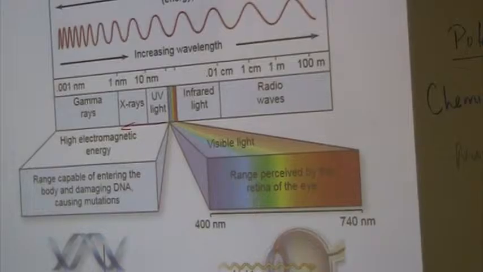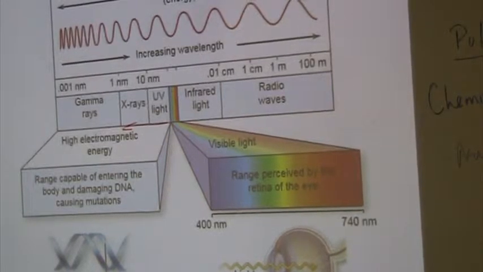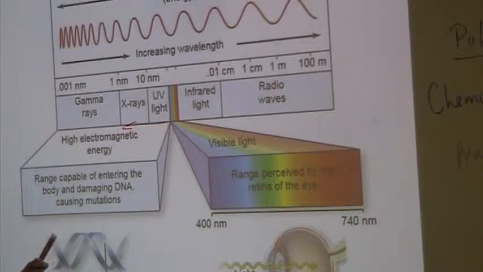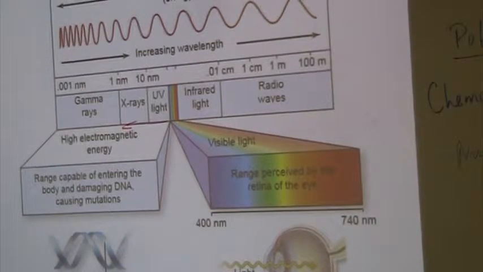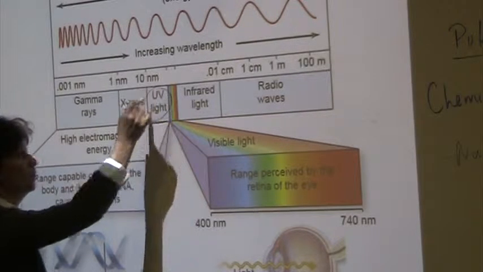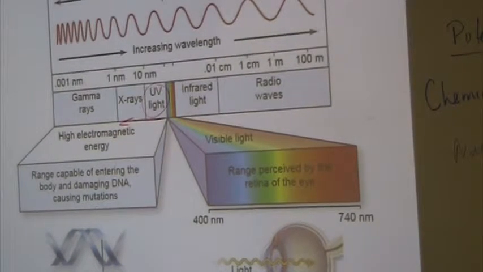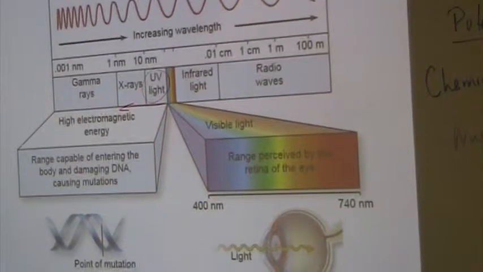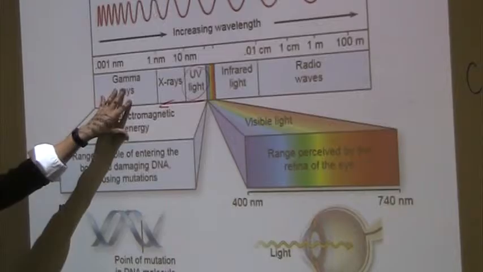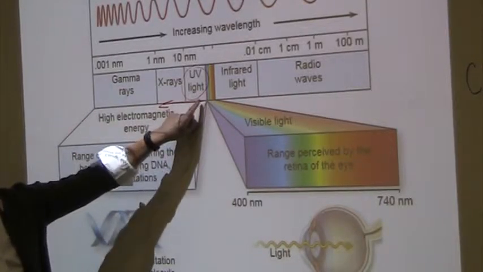Here's what you've got to know, though, as a healthcare practitioner. Anything to the left here has sufficient energy to penetrate into your body cells and cause mutations of your DNA. And ultraviolet light is really the one more people should be concerned about. We know we're concerned about X-rays, and if you even understand what gamma rays are, they're much worse than X-rays. But ultraviolet rays also have enough energy.